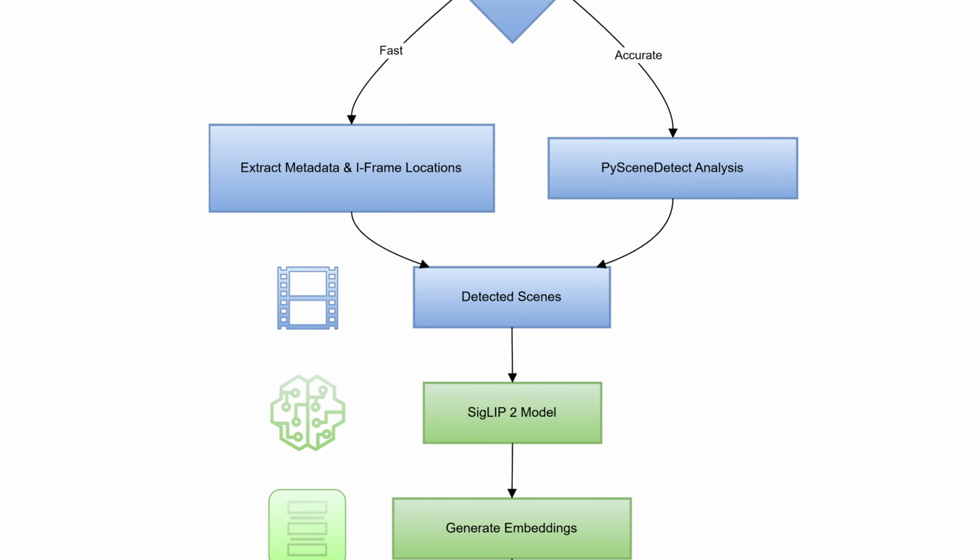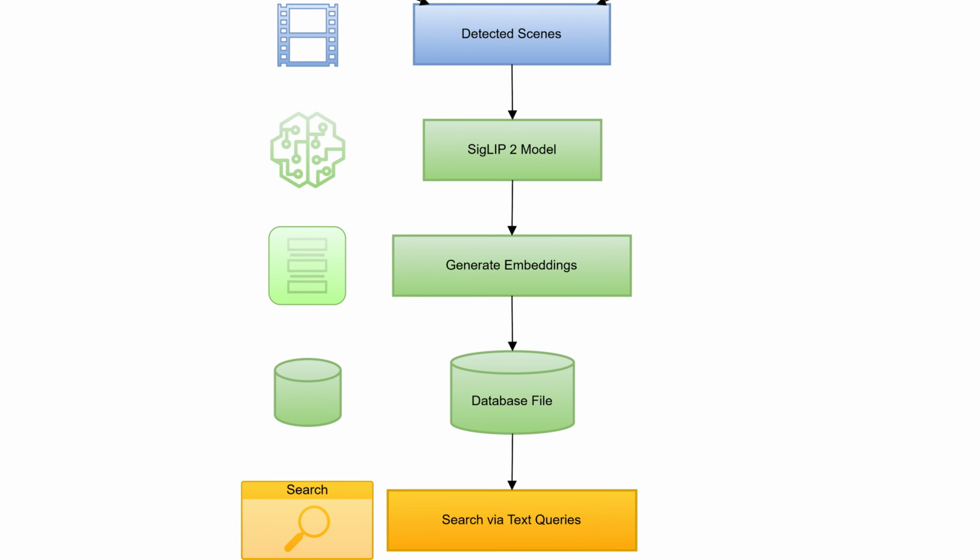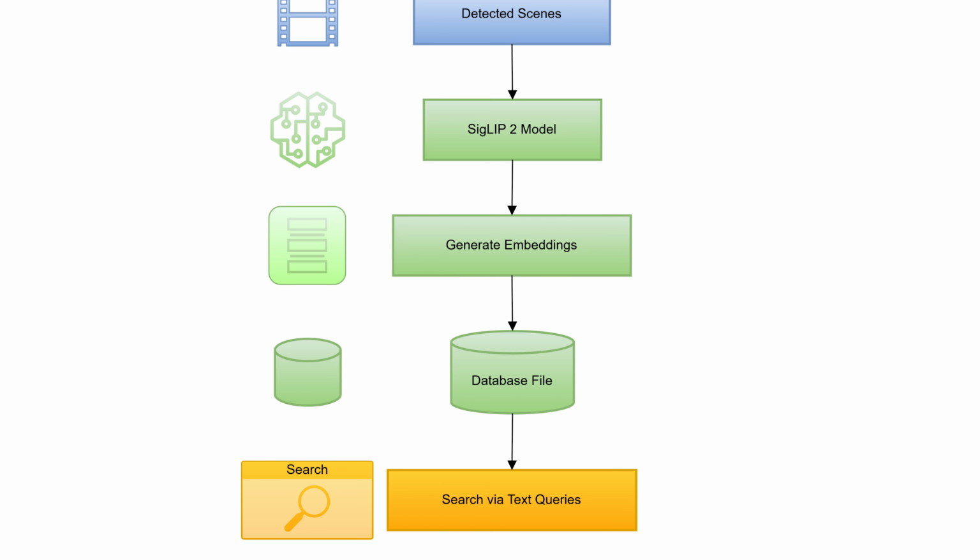Once all the scenes have been detected, it uses the Siglip 2 model to create an embedding for each scene, and that gets stored into the database. Once that is done, the user can search through the database with text queries. What's good to know is that once the database has been created, it is persistent. So if you open Scene Scout again later on, you can just import that same database and start searching immediately. You don't have to process the files again.